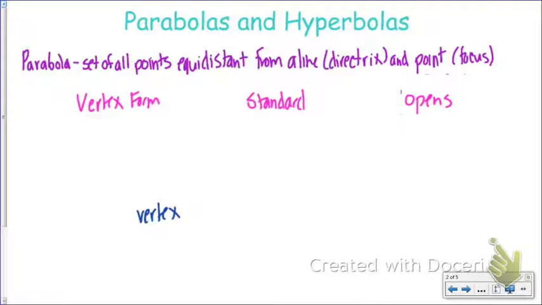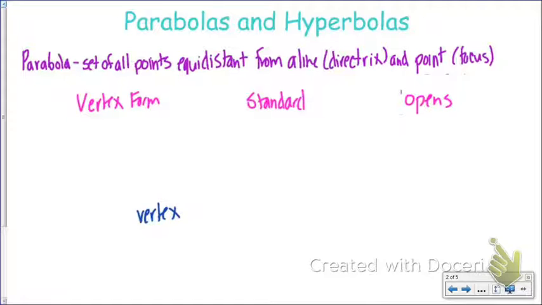Hi guys, so what we're going to do today is look at the last two conic sections that we haven't reviewed. Those are going to be parabolas and hyperbolas. We're going to start with parabolas just because you may be a little bit more familiar with them, because you've been seeing them a little bit longer.